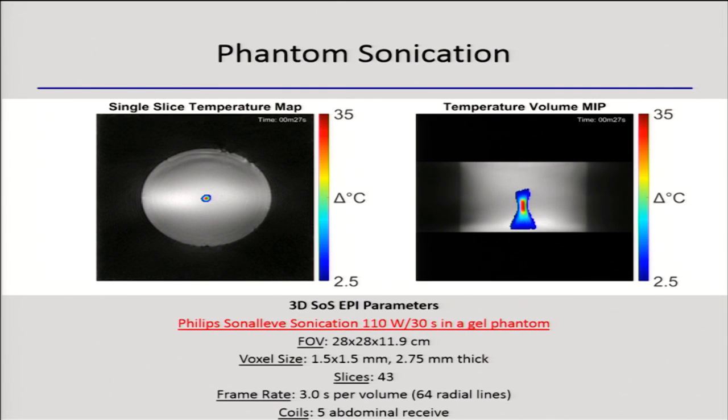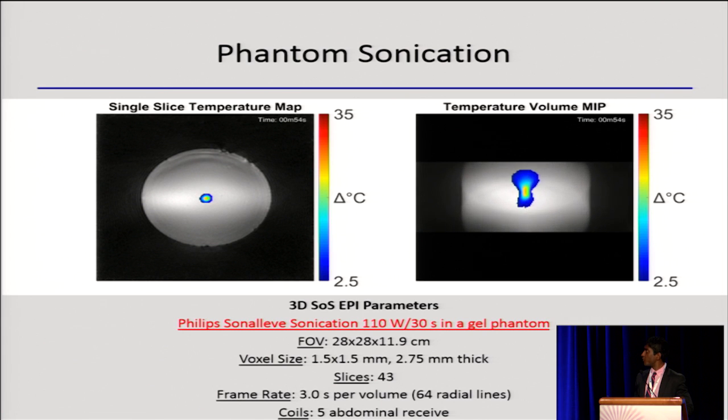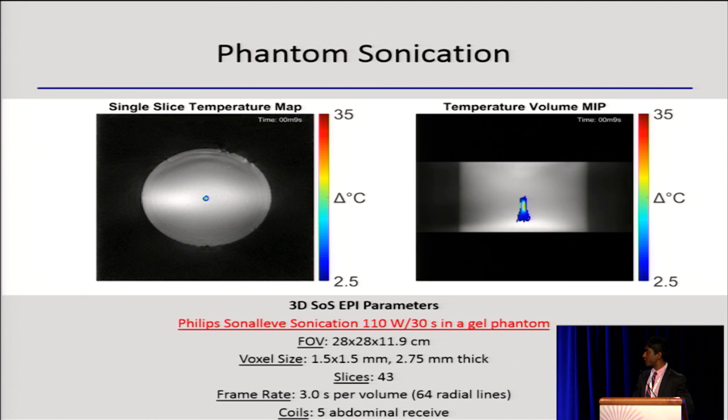And our last results, we performed a sonication in a tissue-mimicking gel phantom using the Philips Sonalleve clinical MRgFUS system. What I want to emphasize here is that we can start to move away from single-slice temperature reconstructions and move towards more advanced volumetric visualization techniques like the maximum intensity projection, or MIP, technique, which basically allows us to look at temperature changes in a 3D volume in 3 different dimensions all at once. And again, that's 11.9 centimeters of volume coverage and 43 slices for temperature monitoring.